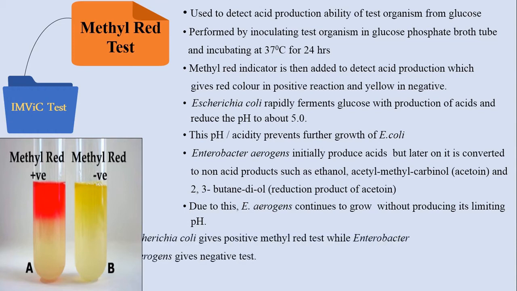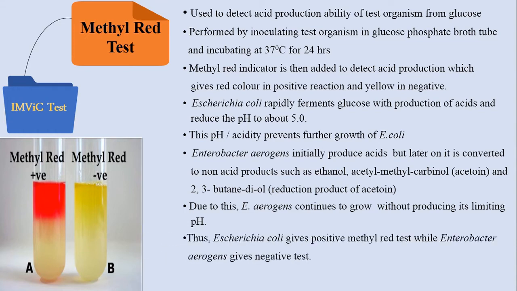And therefore, the organism Escherichia coli gives a positive methyl red test while Enterobacter aerogenes gives a negative methyl red test. The methyl red is a pH indicator which is red at pH 4.4 while it is yellow at pH 6.2. So, this test is given positive by Escherichia coli while negative by Enterobacter aerogenes.